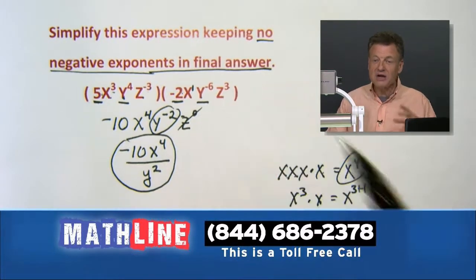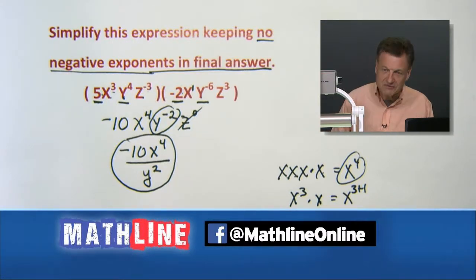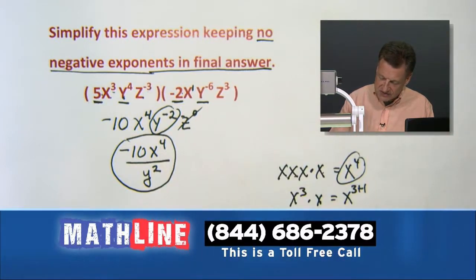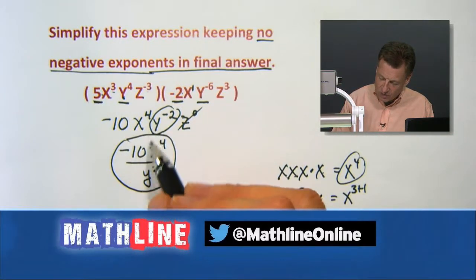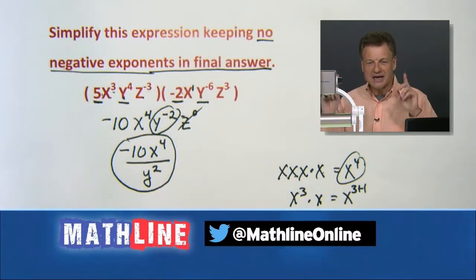The z to the 0 gives us 1. That's nice. Any number to the 0 power will give us 1, all right? And how does that function then? So say goodbye to the z. Negative 10x to the 4th stays on top in the numerator. Y squared goes to the denominator. And now we have a happy ending.